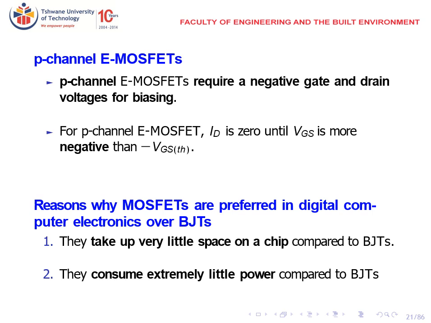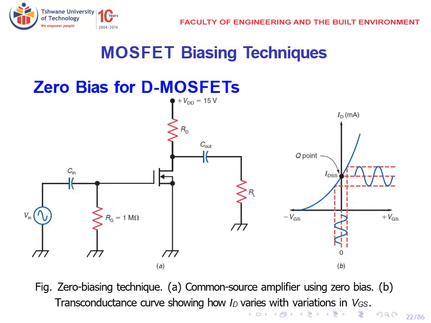The reason why MOSFETs are preferred in digital computer electronics over BJTs is that they take up very little space on a chip compared to BJTs. They also consume extremely little power compared to BJTs.